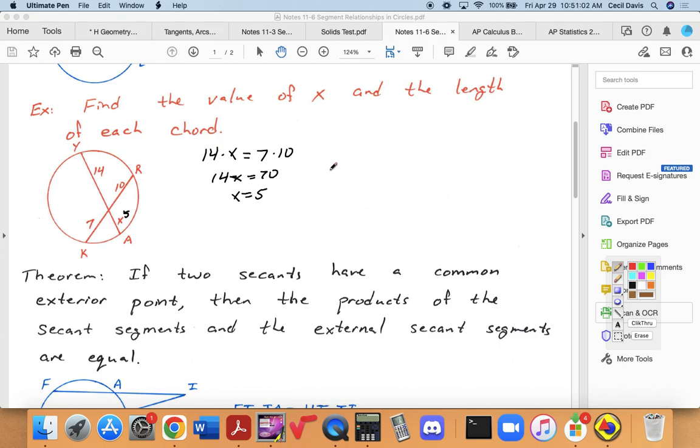And then they want us to find the length of each chord. So YA is just 14 plus the 5 is 19. And KR is 7 plus 10 is 17. This is easy. Yes. I said that before I got this.